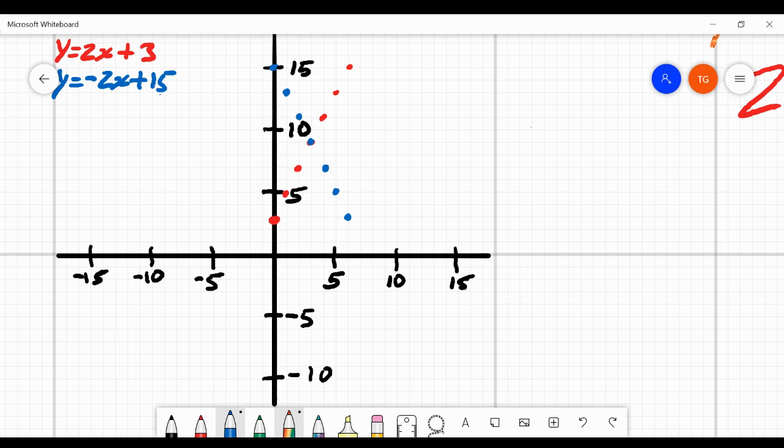I'm not going to draw the line because the tool is a little unwieldy. However, we can see where they cross. So let's label that our point of intersection is at 3, 9. We can see it right here. That's how we find it graphing.